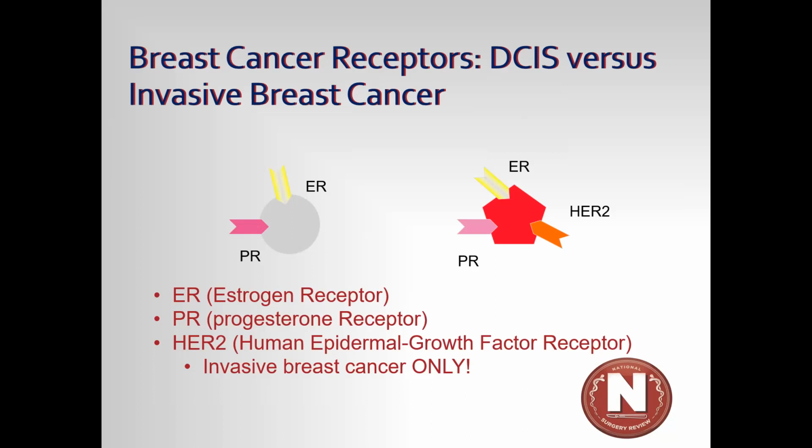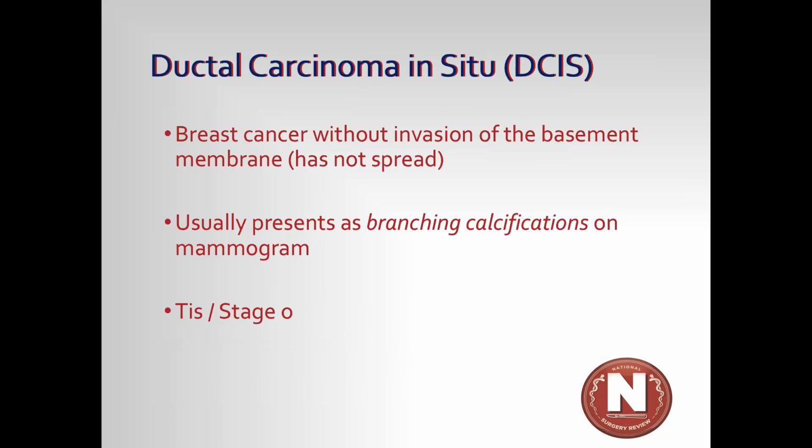Whereas a triple negative breast cancer or a HER2 positive breast cancer has a little bit more of a higher risk profile. Now, in ductal carcinoma in situ, we do not test for the HER2 receptor. For DCIS, because it's not invasive, we only test for the estrogen and the progesterone receptor. So what is ductal carcinoma in situ?